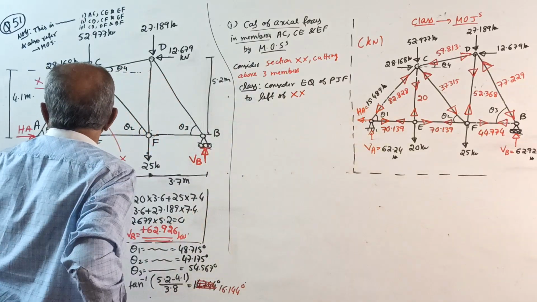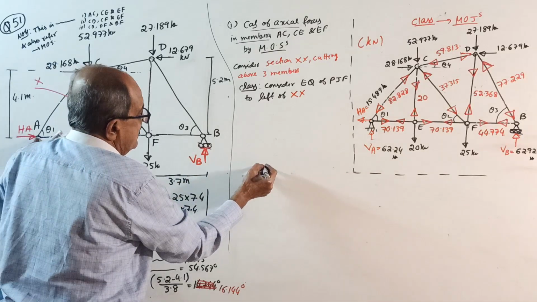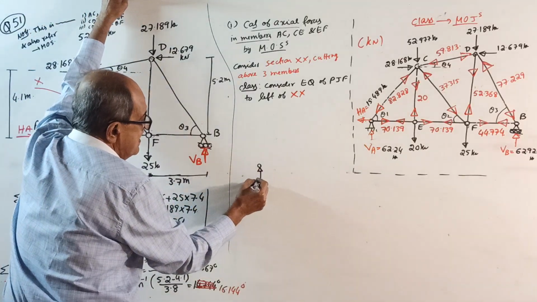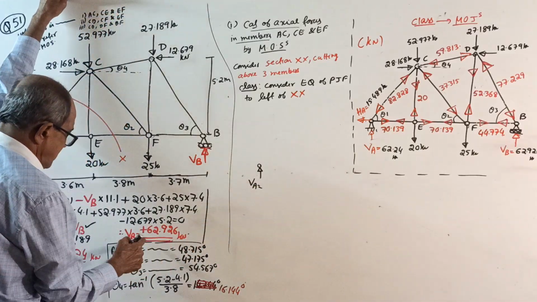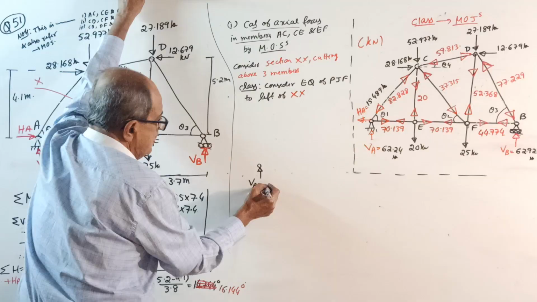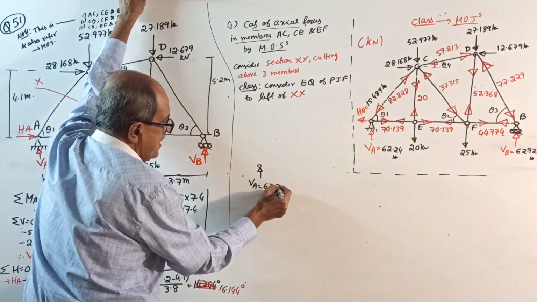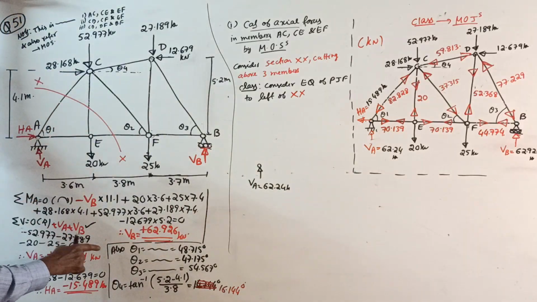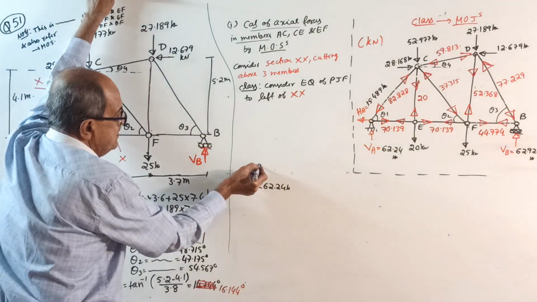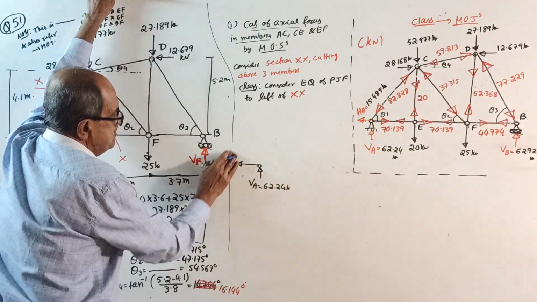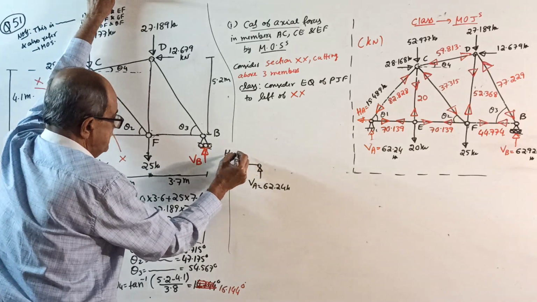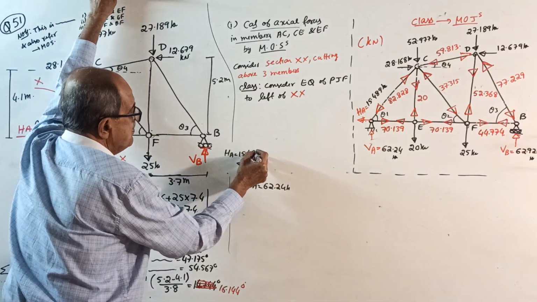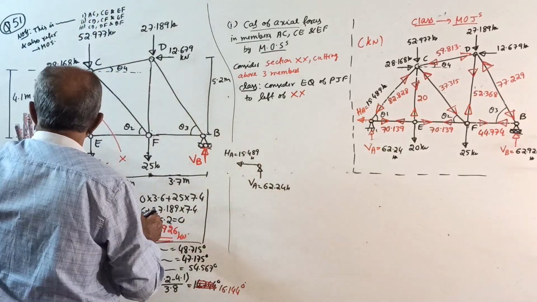Now see correctly. A is intact. Vertical reaction VA is 62.24 kilonewton. Horizontal reaction HA, we took right side, negative sign came, so it is left side. HA equal to 15.489 kilonewton, no minus sign now.